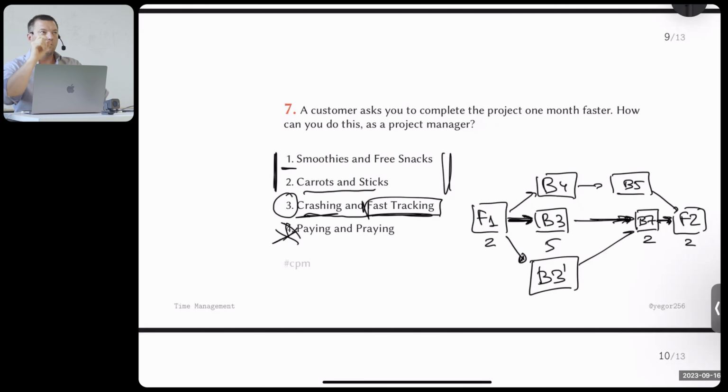Some of the tasks I will assign to different people. And then some tasks will go in parallel, and I will get the critical path shorter. Give me another 2 programmers, and I will be able to do more fast tracking. First, I will do more crashing, so I will give them the tasks, and then fast tracking will enable me to parallelize, to make some tasks in parallel. So that's how you deal with fast tracking.